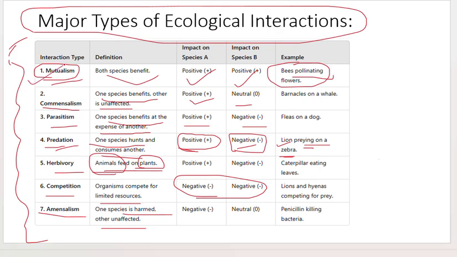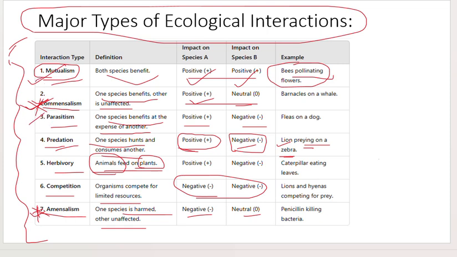Mutualism, both are positive. Commensalism, one is positive, the other is neutral. In amensalism, one is negative and the other neutral. Please remember commensalism and amensalism. These two are important; most of the time, I have seen that these two are asked in the examination. So please remember these points. Now we'll discuss these points one by one.